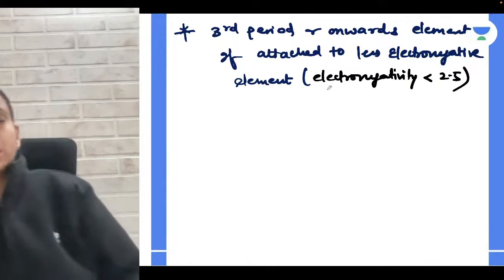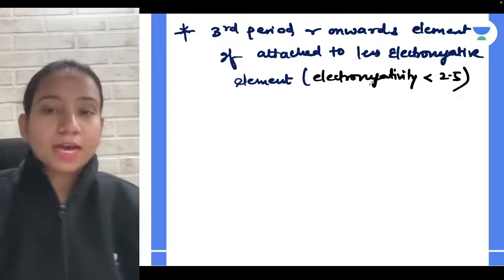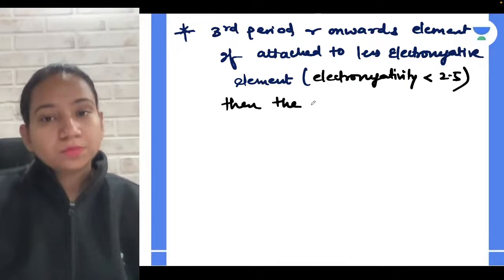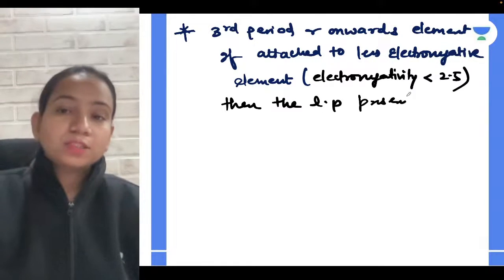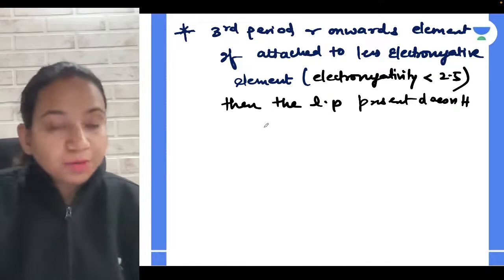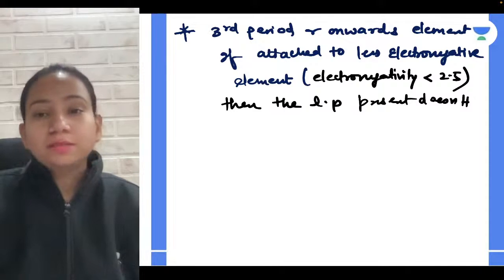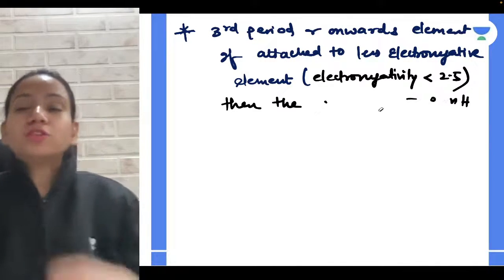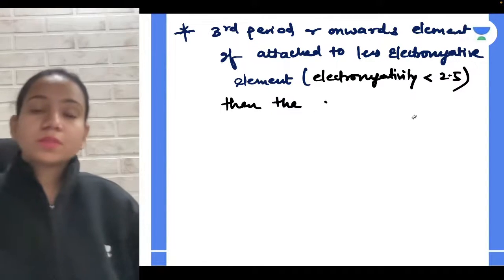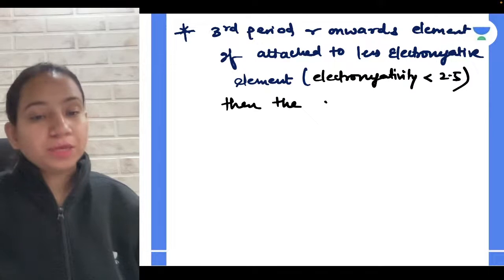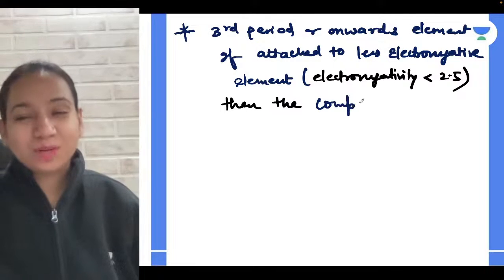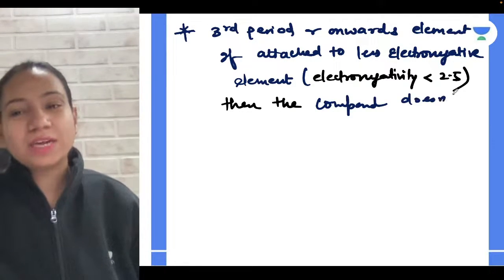Means hydrogen specifically. So a third period or onwards element, if attached to a less electronegative element, then the lone pair present doesn't participate in the hybridization. So basically, if you have a third period or onwards element attached to a less electronegative element, then the compound doesn't participate in hybridization. So the answer for that is going to be no hybridization.